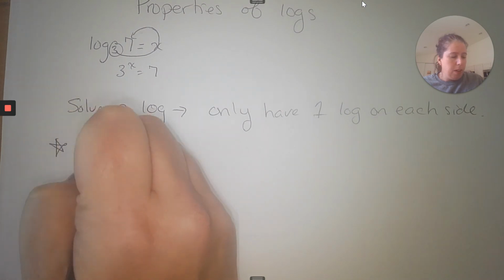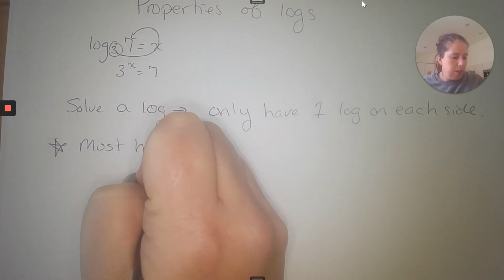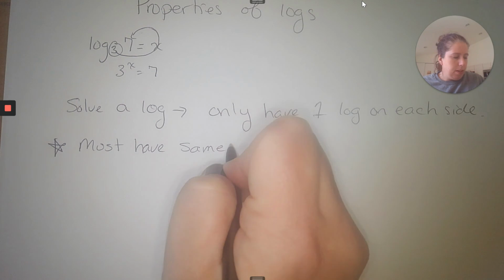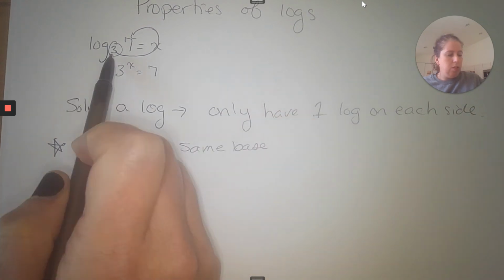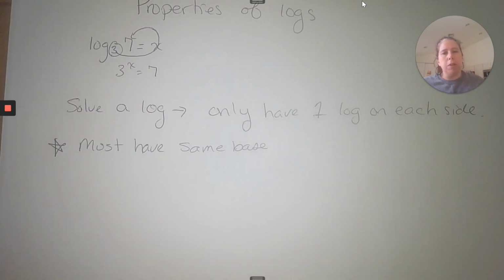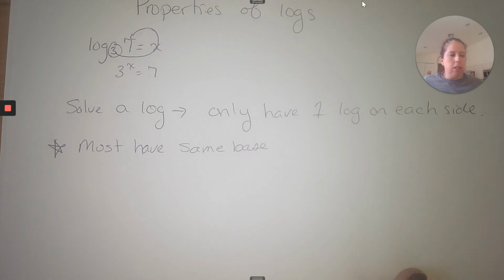Okay, guys, they must have the same base. That's that little number down here, right? So you're not going to get something that says log base 5 and then a log base 7. It's not going to happen, okay? So they got to be the exact same base. So that's super, super important.